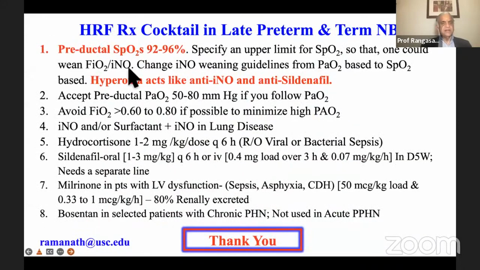So this is my last slide. Okay. Target pre-ductal saturation 92 to 96. Specify an upper limit of saturation. Don't say keep the saturation more than 95. That's a bad thing to do. Always specify an upper limit for saturation, which is 96 or 97. Hyperoxia acts like anti-nitric oxide, anti-sildenafil.